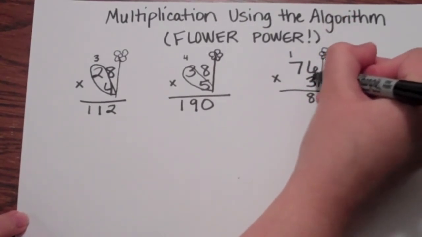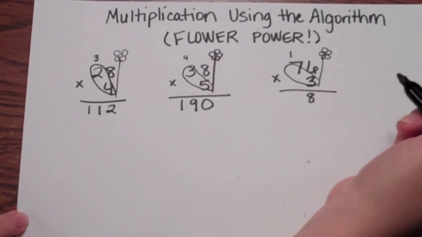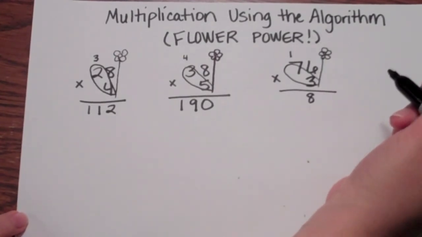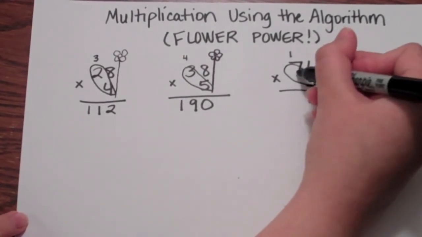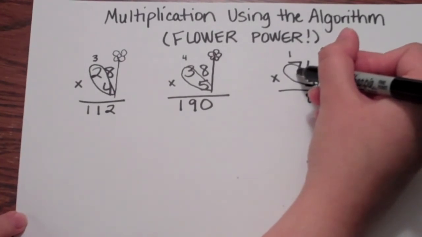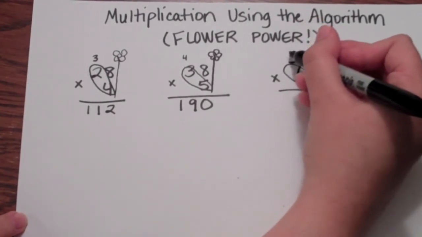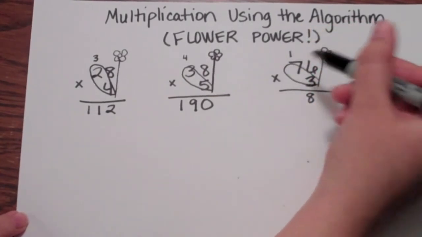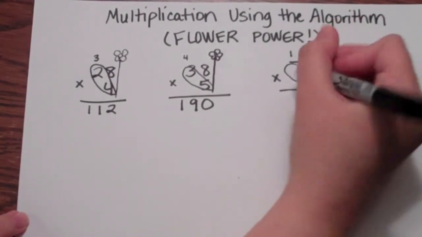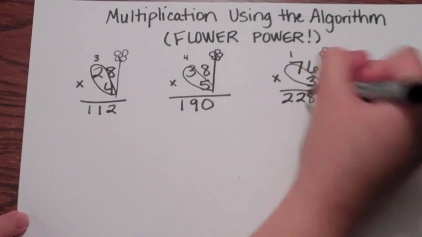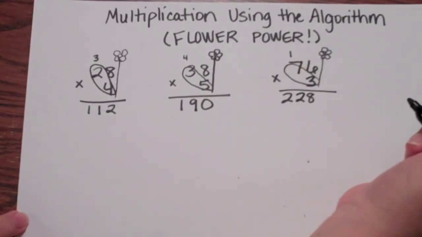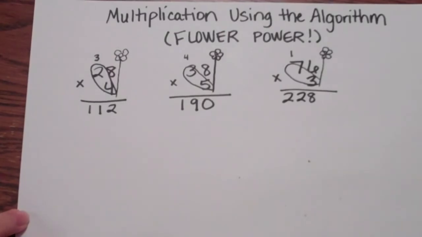Next, I'm going to draw my flower around my tens to remind myself to multiply there next. 3 times 7 tens is 21 tens. I had another 10 left over from before. 21 plus 1 is 22. Since I don't have any more numbers to multiply, I can simply write 22, and my product is 228.